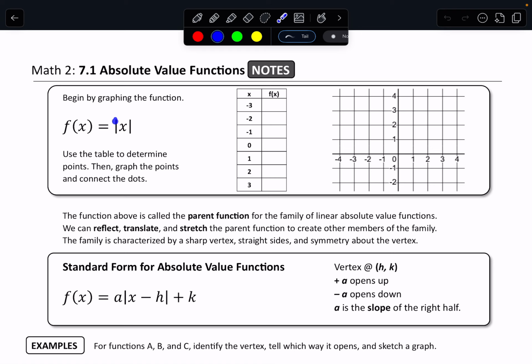Now remember, those two bars mean that once you get one number on the inside, those two bars take that number and turn it positive. So if I had absolute value of -8, those two bars would turn it into +8. But if I had more than one number in there, like absolute value of -8 plus 2, I would do -8 plus 2 first and get -6. And then once I've got one number, that would change to +6.